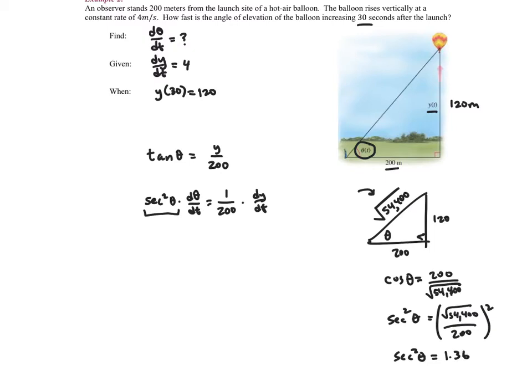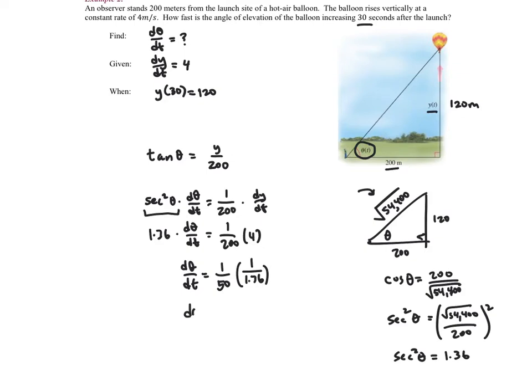1.36. Okay, so I've got 1.36 times d theta/dt is equal to 1 over 200 times dy/dt, which is 4. Okay, so I can simply isolate d theta/dt, which will equal, this would be 1 over 50, right, if I reduce 4 over 200, times 1 over 1.36.